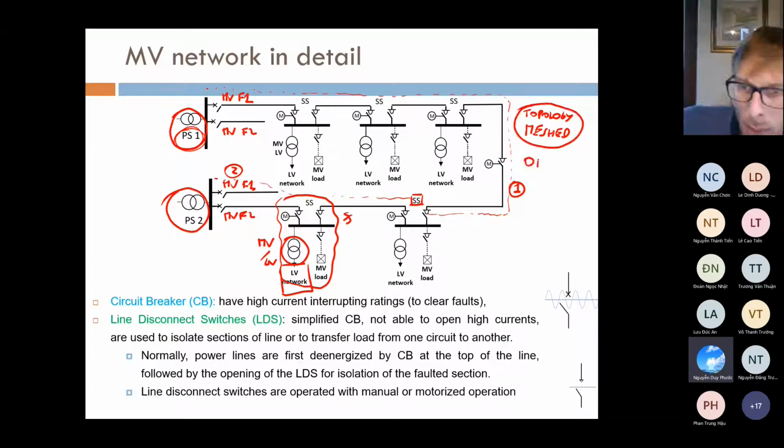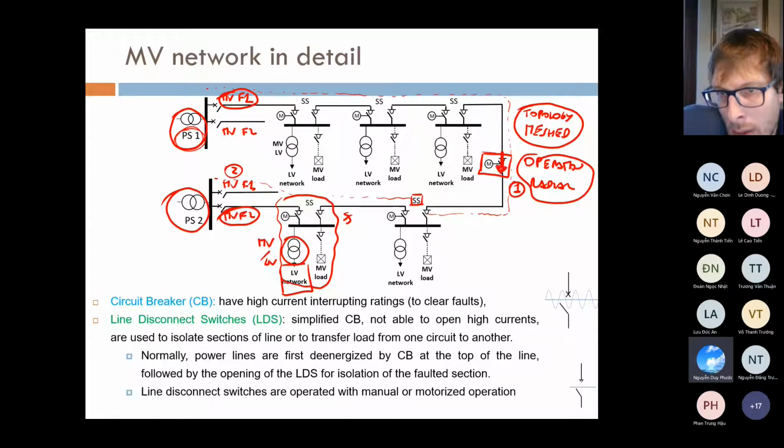But what about the operation? The operation is radial. What does it mean, radial? Look, the radiality of this system is given by this switch here. Because this switch disconnects medium voltage feeder 1 from medium voltage feeder 2, okay? So the power cannot flow here, because the line is interrupted. So the topology is meshed, but the operation is radial. So this SS1 and this SS2 receive power just from PS2, and this one and this one receive power just from PS1, okay? So the power flows in just one direction in the feeder. This direction here and this direction here, okay?